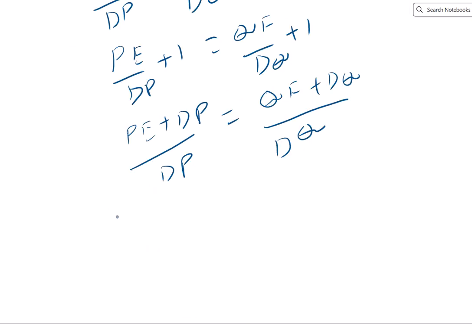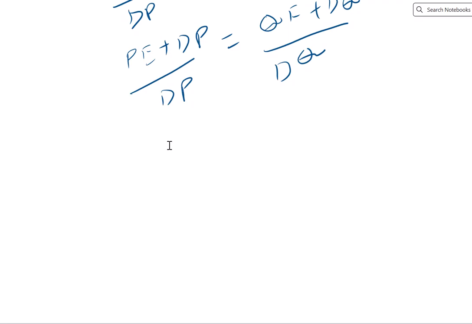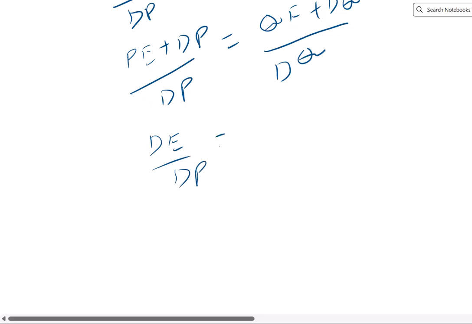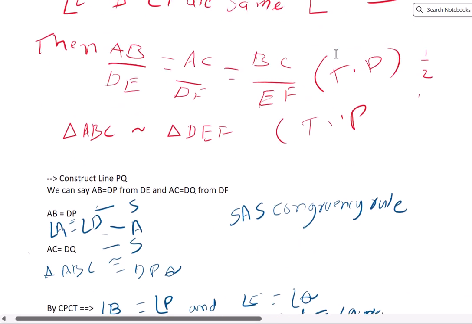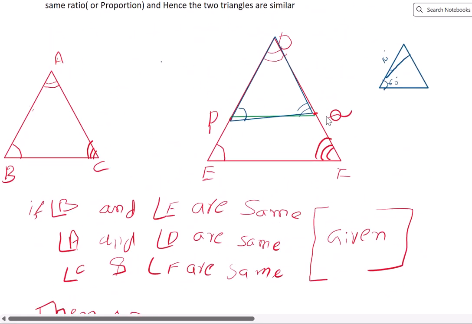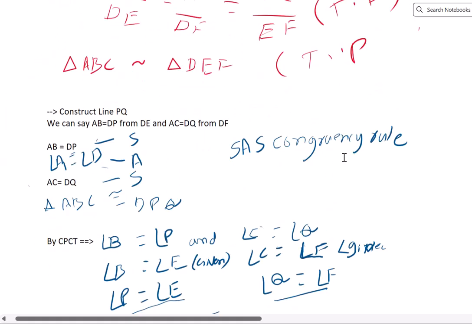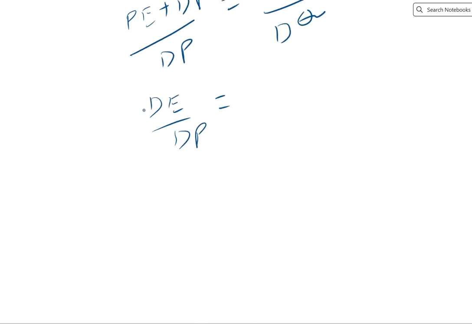Now we can write PE plus DP as DE, then DP stays the same way. QF plus DQ can be replaced with DF. So DE by DP equals DF by DQ.